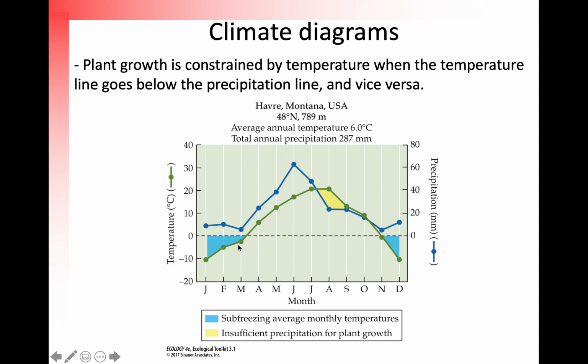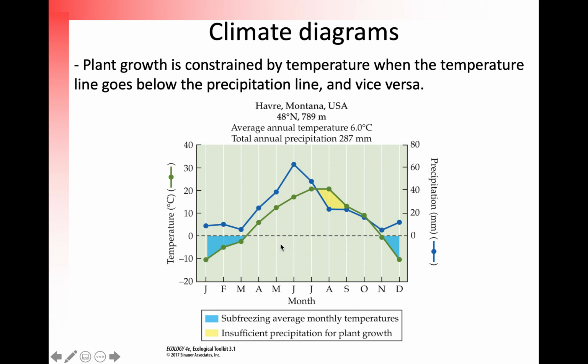You see the dotted line. This is the line that is 0 degrees. This represents anything below it. You're not going to be able to have sufficient temperature for plant growth. Okay, so sub-freezing average monthly temperatures. That's going to be highlighted in blue. So if it's too cold for plants to survive, it's going to be highlighted in blue.